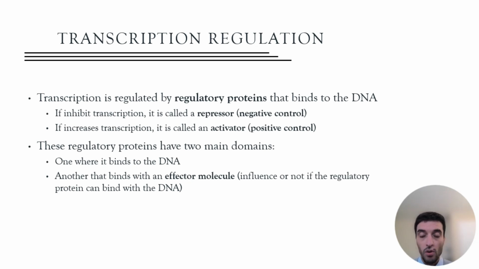You're going to have some examples of gene expression through our class, and you're going to see that some of them are through positive control, some through negative control, some genes are only expressed when they have too much of something, and other genes are only expressed when they have too little of something. Okay. These regulatory proteins usually have two main domains. One binds to the DNA, and another binds to what's called an effector molecule. That also regulates whether that protein can bind with the DNA or not.